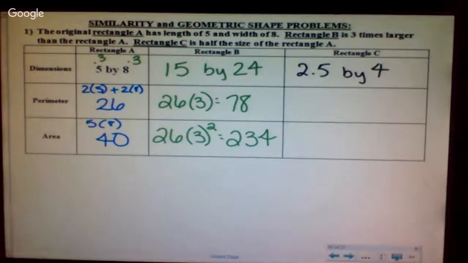So, if it's shrinking, what should I do? 26 divided by 2. We divide when it shrinks. So, I started with 26 and I'm cutting it in half, which means my perimeter is 13.